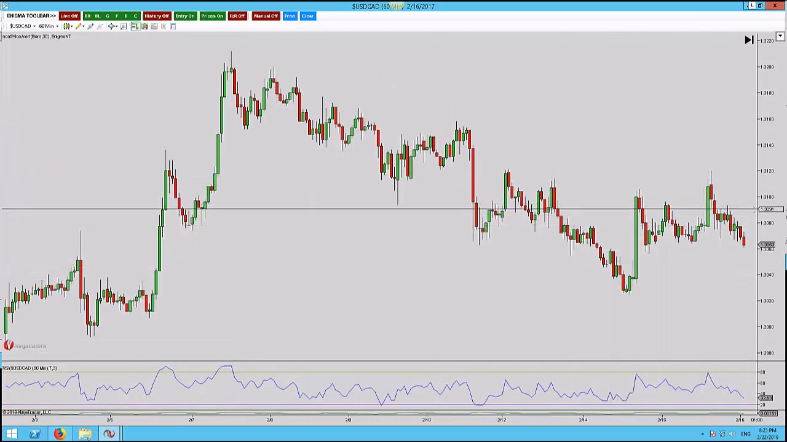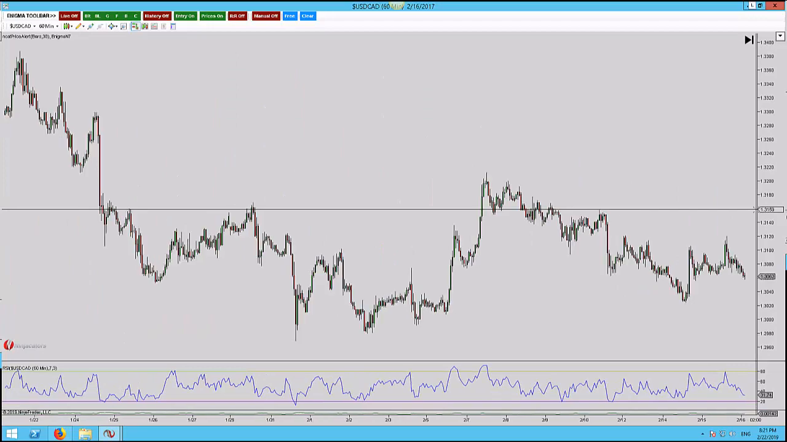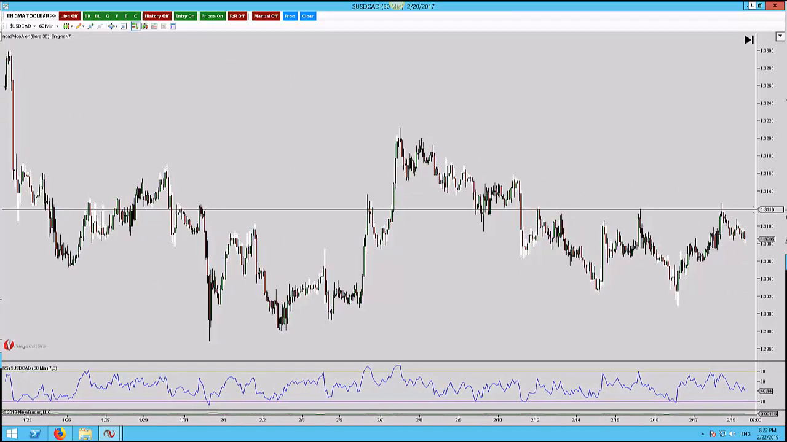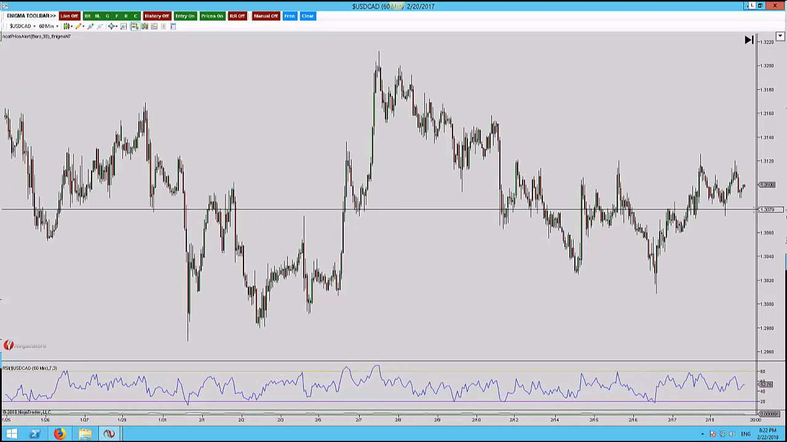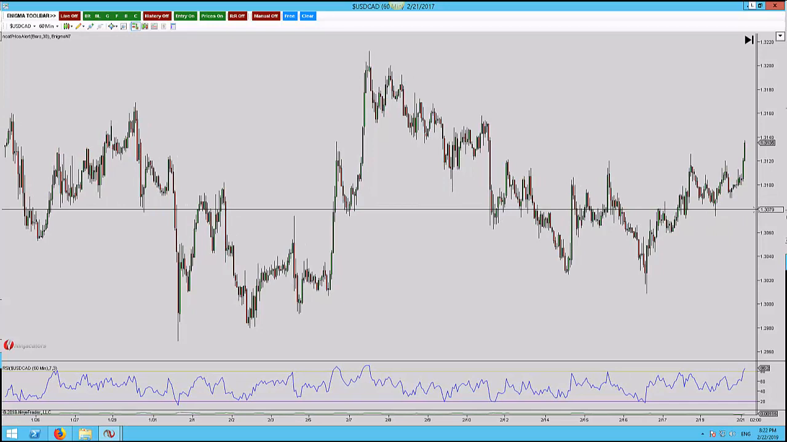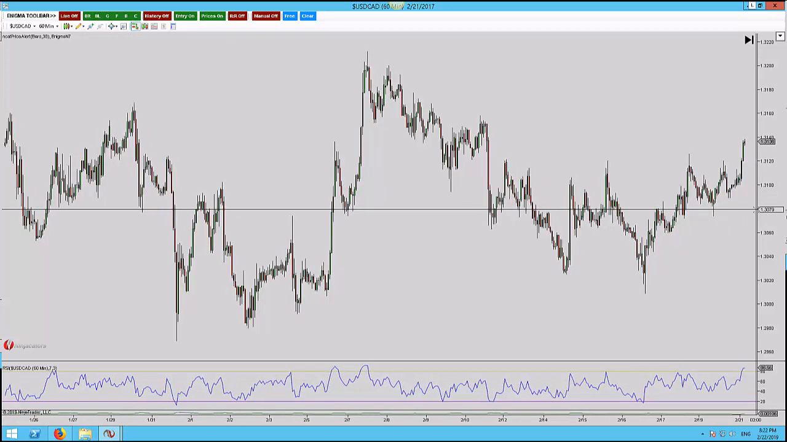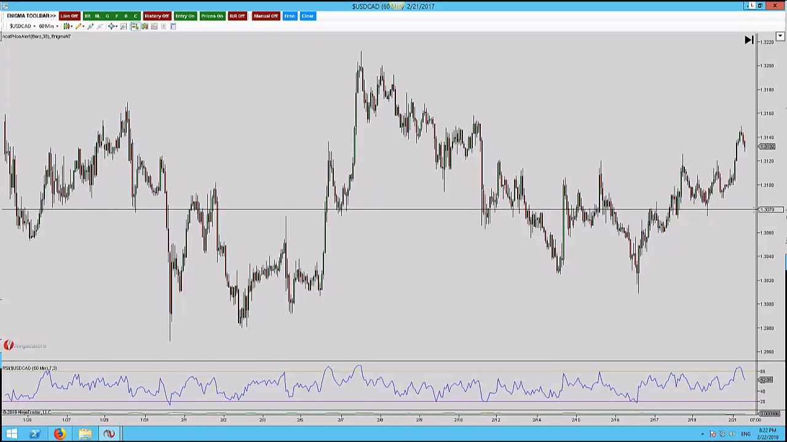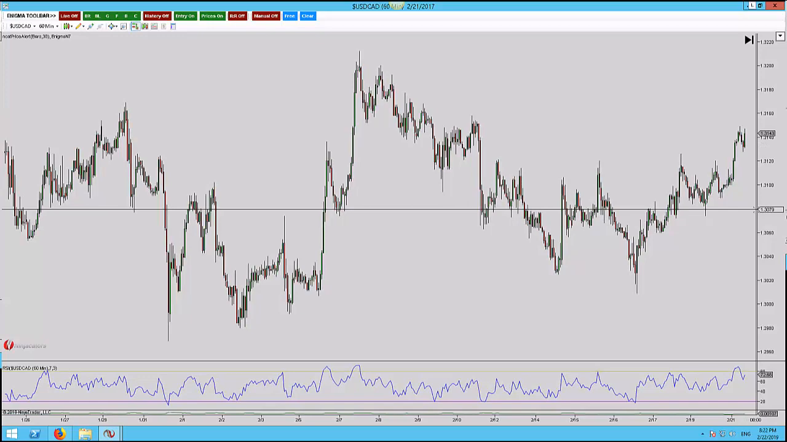Okay, so moving on. Let's have a look. Still down really on the dailies towards the lows. Okay, just had a break above, close above on the 240. Maybe if we get a pullback, there's maybe a long opportunity.